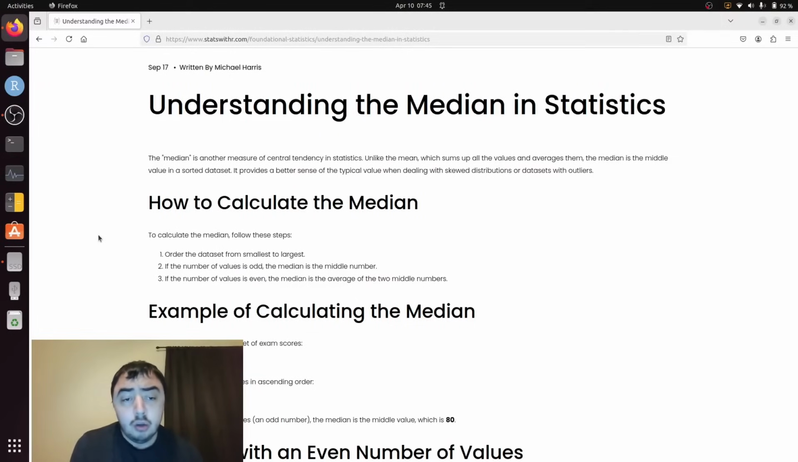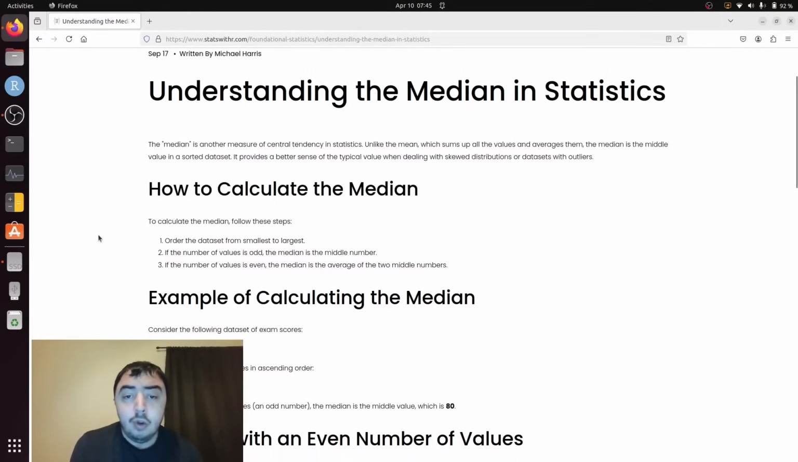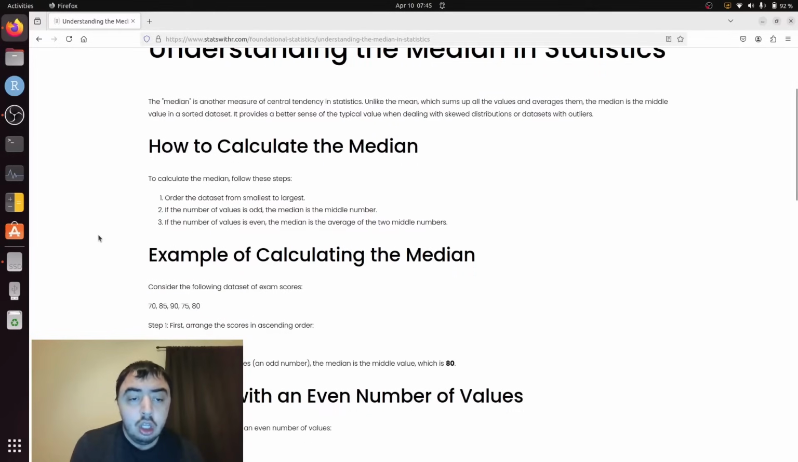Okay, so to calculate a median, you have to order the data set from smallest to largest. If the number of values is odd, the median is just the middle number. If the number of values is even, you have to take the average of the two middle numbers.